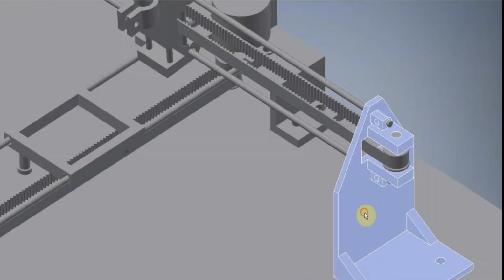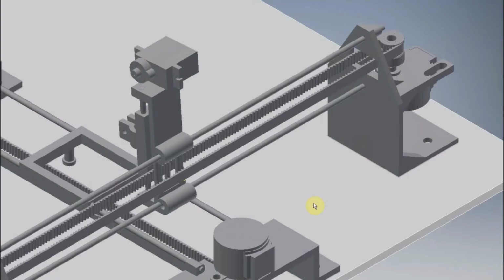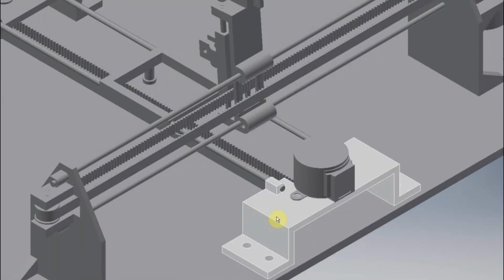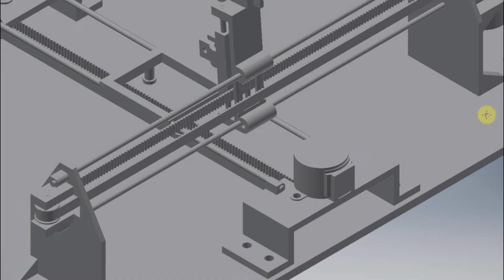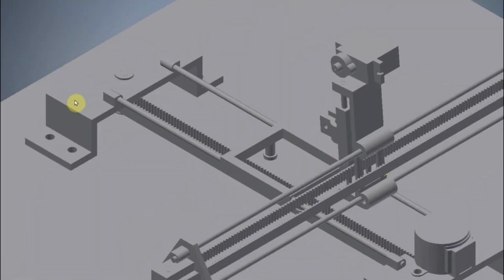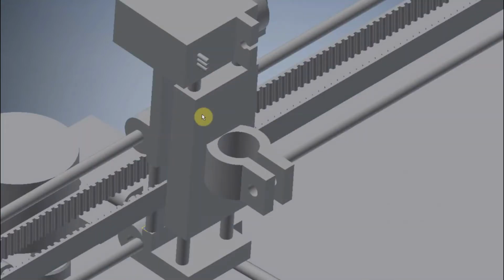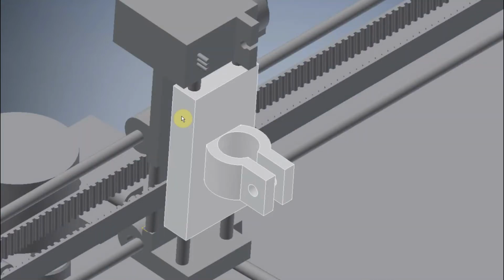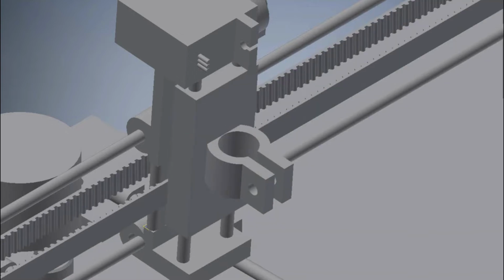X-axis clamp 2, Y-axis clamp 1, Y-axis clamp 2, Z-axis clamp 1 and Z-axis clamp 2. The Z-axis clamp 2 helps in holding the pen or any other material which is used to draw.